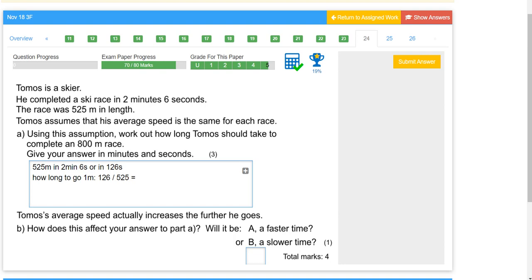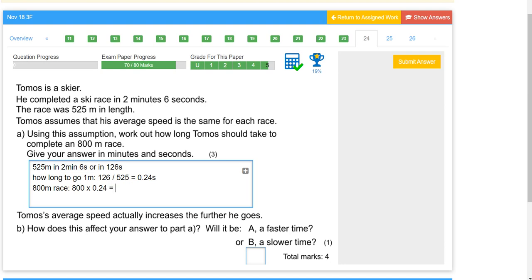Now be careful with that. It's tempting to say, well, it'll be 525 divided by 126. But if you think about it, it has to be that way around. And 126 divided by 525, that is 0.24 seconds. So that's how long it takes him to go 1 meter. So then I want to know how long will it take him to complete an 800 meter. Well, for 800 meter race, that's going to be 800 lots of 1 meter. So it's going to be 800 times 0.24 seconds.